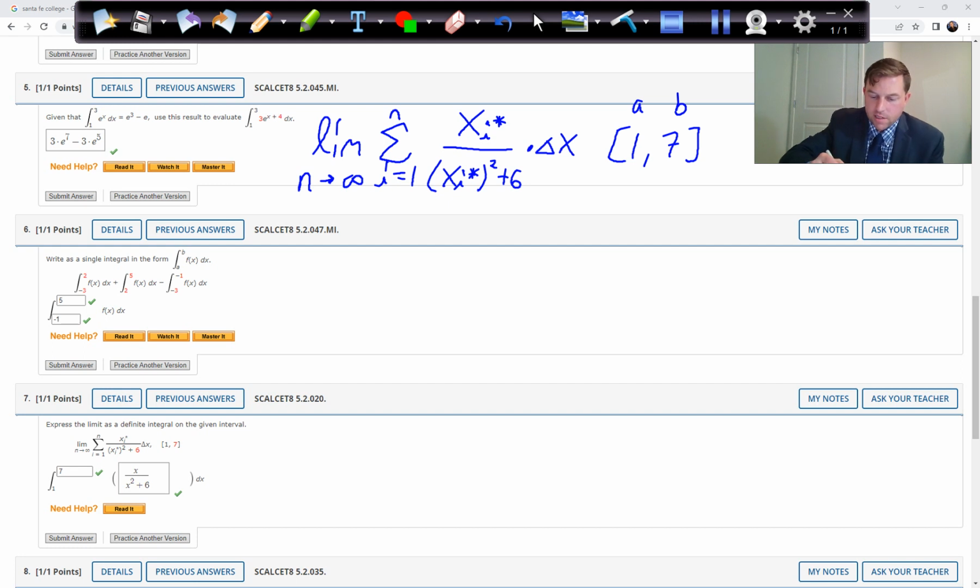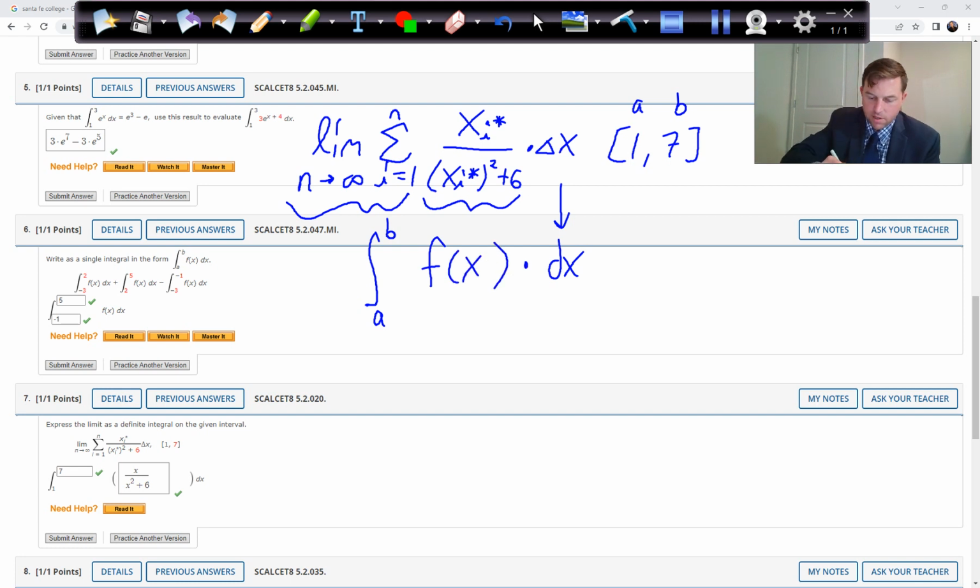We're going to replace delta x with dx. We're going to replace this with the integral symbol. And we're going to put A here and B here. And then we're going to replace this with the function of x times dx. So let's see what we know. We know A is 1, we know B is 7. The function, all I have to do is replace xi star with x. So this is going to be x over x squared plus 6 times dx. And that's literally all we have to do.